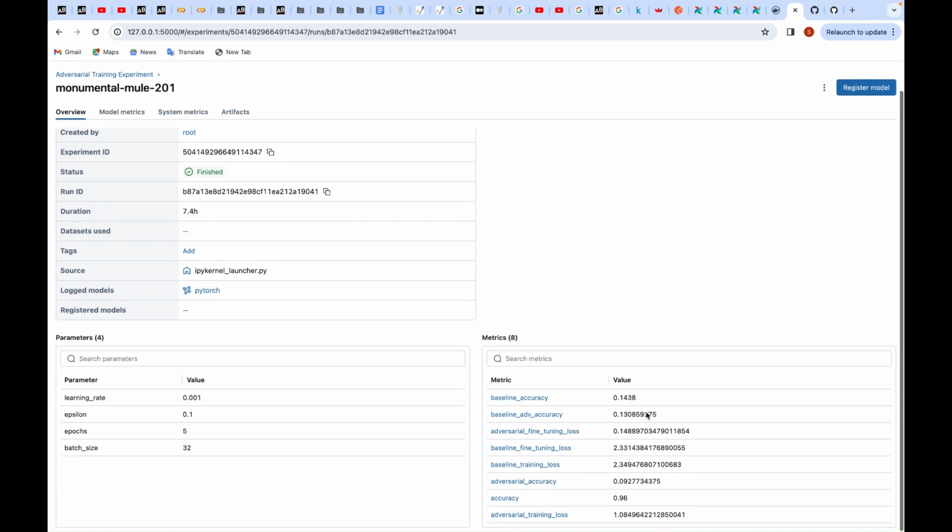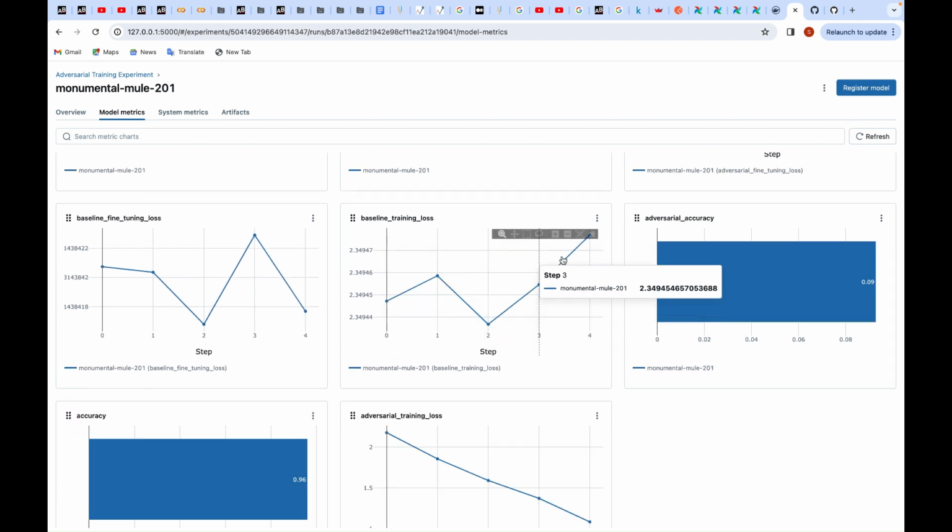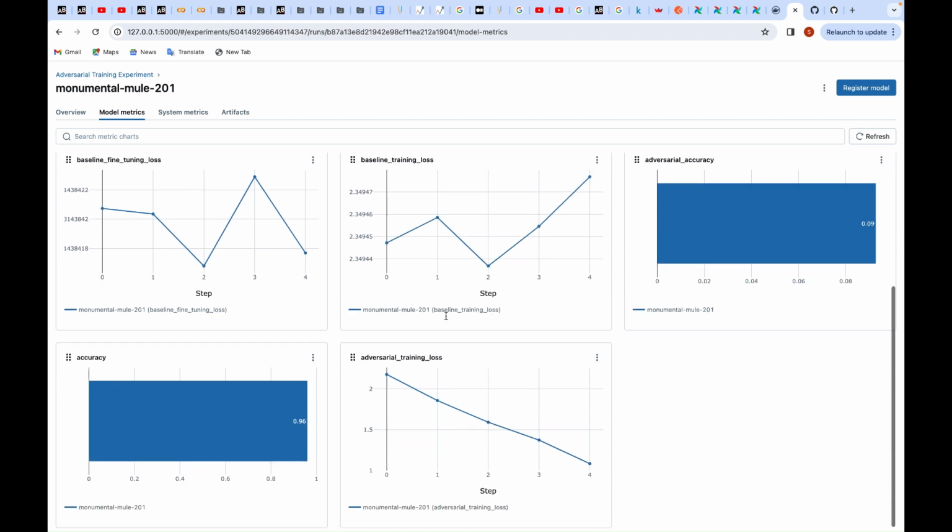Here you can see that there's a baseline accuracy, baseline adversarial accuracy, fine tuning loss, whatever we have got, very clearly everything is given. How many hours I've invested, that's also given. So these are the model metrics which I was saying. Okay, 0.14, 0.13, the training loss. So here we can see there is slight overfitting. We can see all these metrics, in fact the timestamps, at which point, everything is very clearly mentioned.